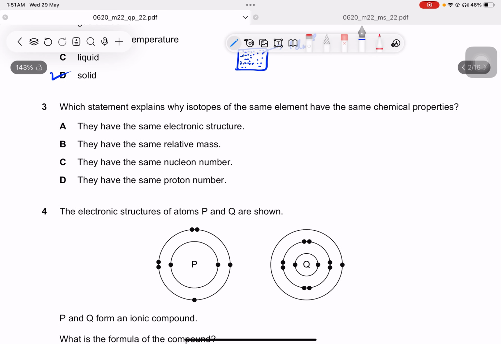Next, which statement explains why isotopes of the same element have the same chemical properties? Chemical properties are dependent upon electronic configuration, electronic structure, or the number of outer shell electrons. So option A, as they have the same electronic structure. Because in isotopes only the Mr, or you can say the mass and the nucleon number, is different. The proton number is also the same, but the chemical properties do not depend on the proton number, they depend on the electronic structure. So A is the correct answer.